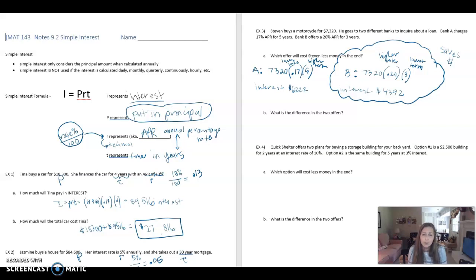Question B, what is the difference between the two offers? Well, you just subtract there. $6,222 minus $4,392. I'm feeling lazy. I'm going to put this in my calculator. I hate to admit that, but it's true. $1,830 is the difference. And that's a lot of money that Stephen can save by going with Bank B. Shorter term, higher interest rate. Oh, that is like the best example we've ever done in the course of this class. Take that one with you in life.